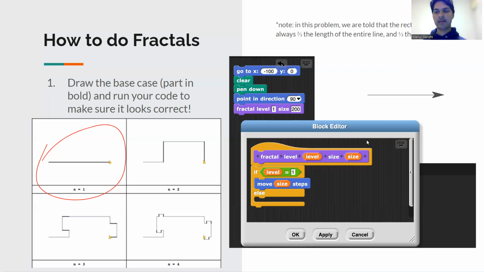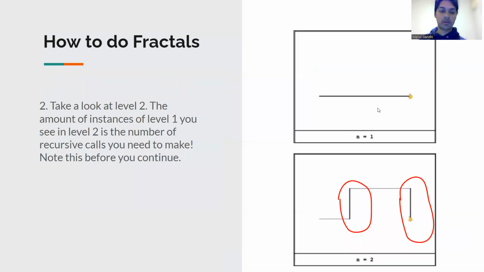In terms of level equals one, the way I do this is I just live test it. This would be my script. This is my fractal at level one and size 200. It draws a straight line. It looks like we're good, right? And so let's see how we're going to do the recursive case. At level one, the amount of instances we see in level two is what's circled in red. So those are our recursive cases, right?